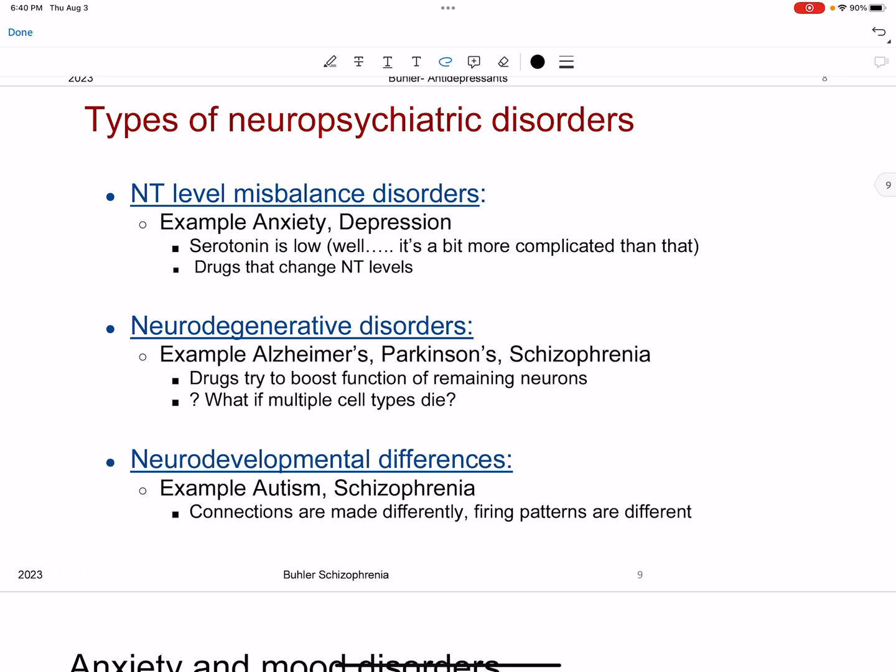So what we want to do right now is try to boost the function of any of the neurons that are still there. But what we really need to do is figure out how to keep them from dying.